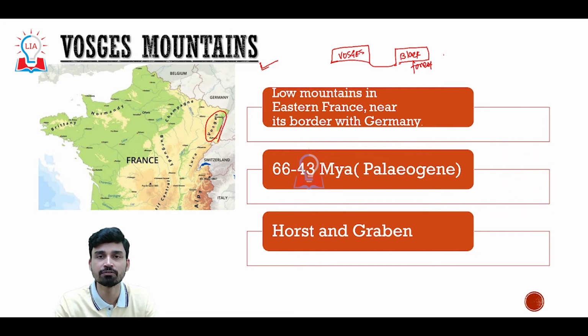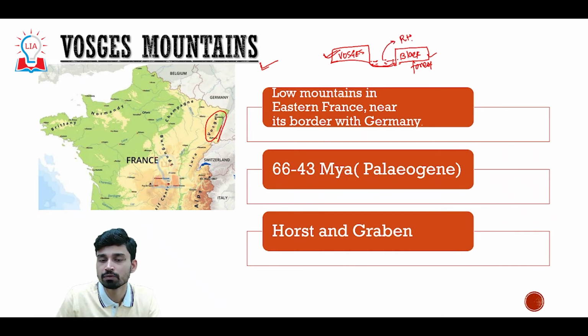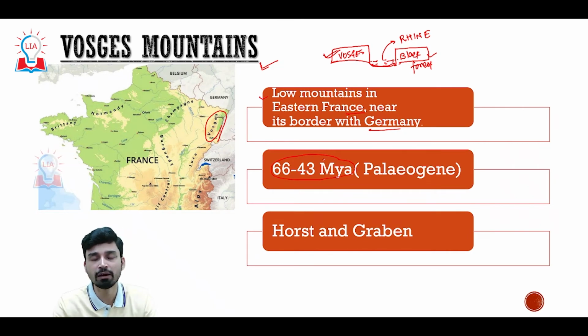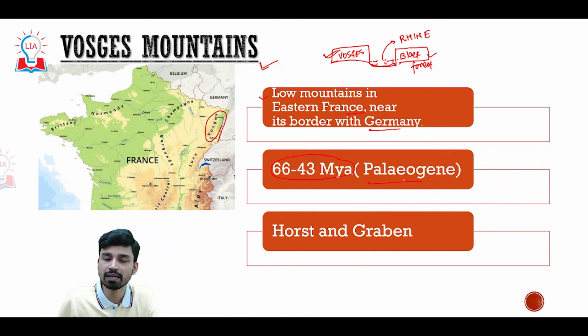The Black Forest is an area with very dense vegetation, and that is what the whole structure looks like. So the Black Forest is in the east, the Vosges mountains in the west, and in between we have a river that flows through this valley. This river is one of the most important rivers of Germany, called the Rhine river. It is not a very high mountain, it is a low mountain in eastern France near the border with Germany. It is believed to have formed somewhere between 66 to 43 million years ago in the Paleogene era.